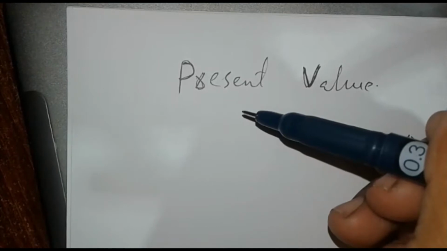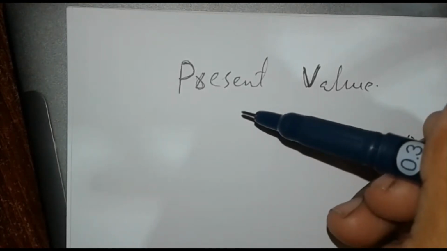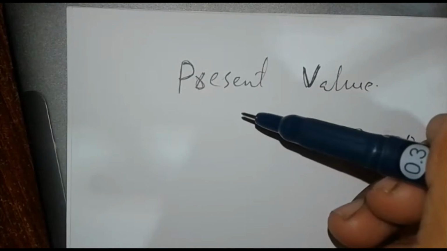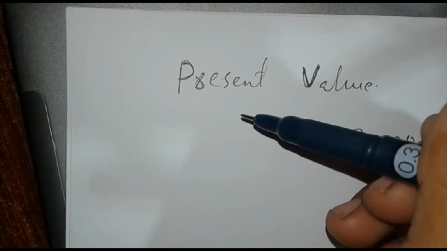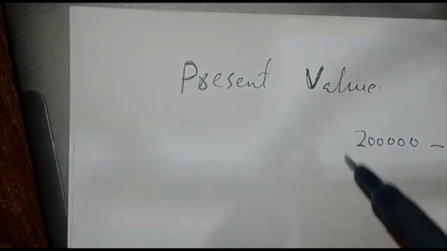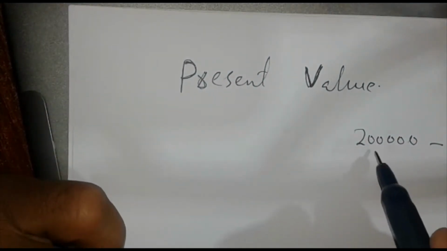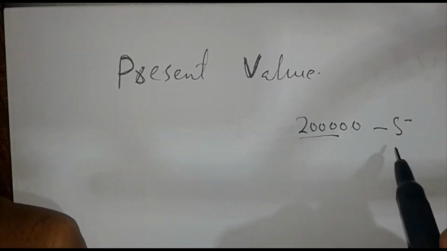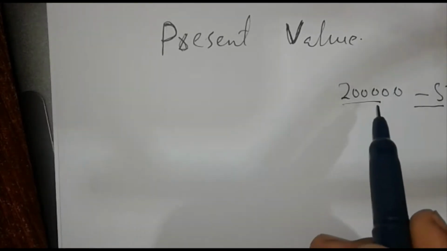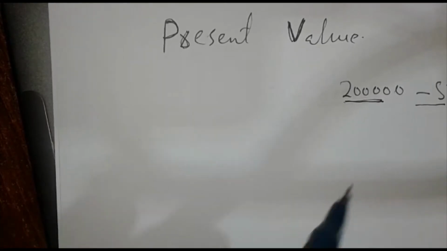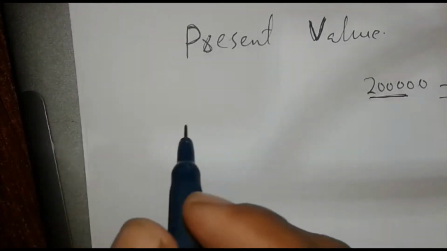Present value. First of all, the question is why we find present value. We find present value in order to know what amount we have to invest today in order to get the future targeted value. Suppose I want to earn rupees 2 lakh in 5 years. So I should know the amount I have to invest today in order to get 2 lakh after 5 years.